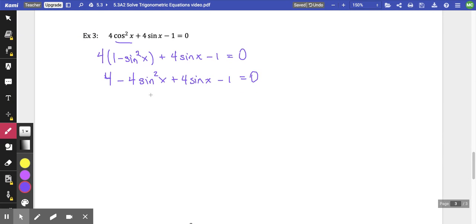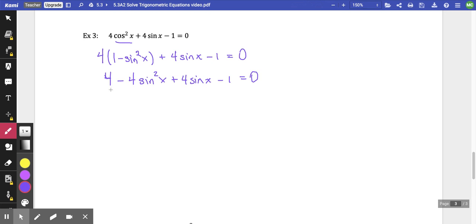And so once again, I recognize that I have both a sine squared and a sine. So this is going to be a quadratic form type trigonometric equation. My strategy for solving it is going to be to create a 0 on one side, and then I'll try factoring first. And if factoring does not work, then we can talk about other techniques.